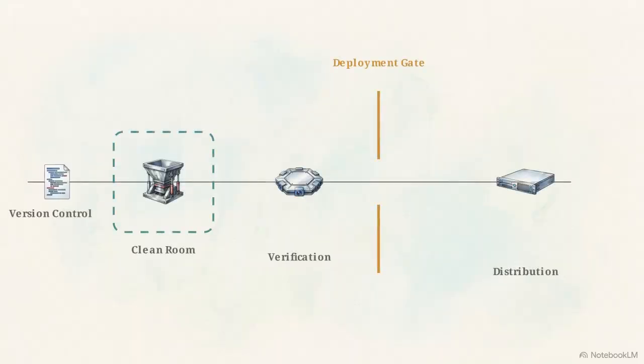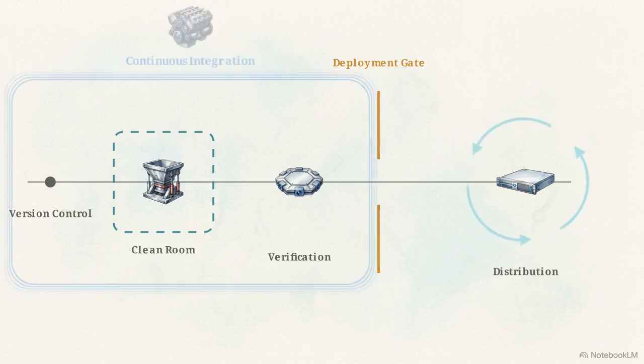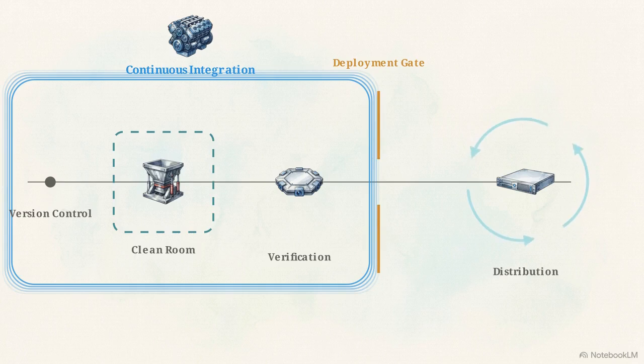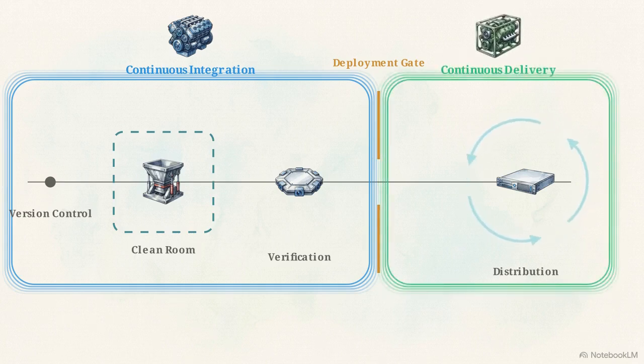This complete flowchart maps the entire journey of the commit, from the developer's push, through the clean room, across the testing gauntlet, and into the deployment loop. It illustrates a strict division of labor. CI handles mathematical verification, while CD handles automated distribution.